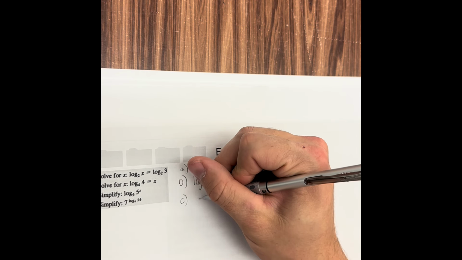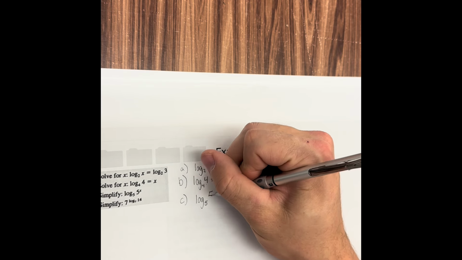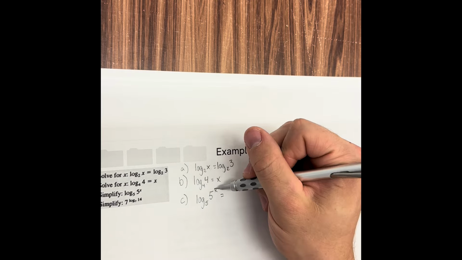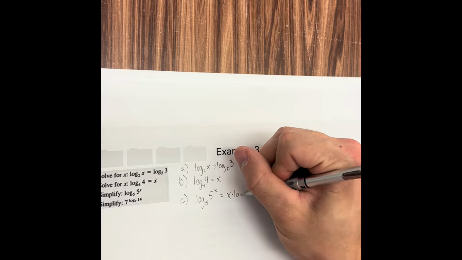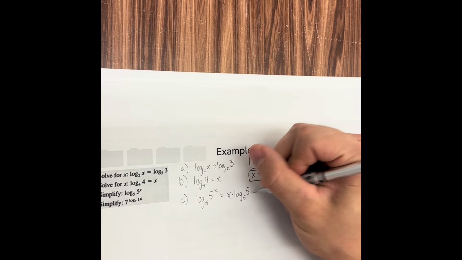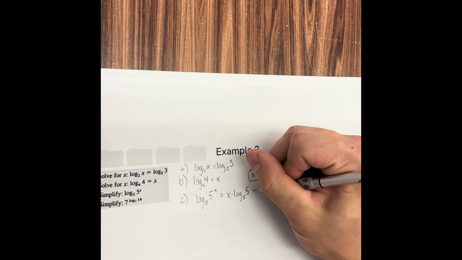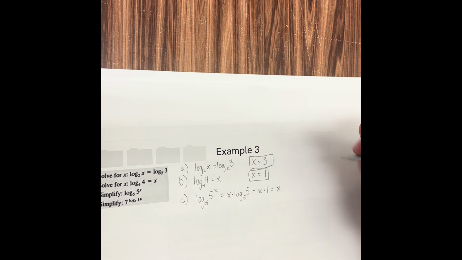Letter C, we have to simplify log base 5 of 5 to the power of x. Again, how I like to think about that is we're bringing the x down. So we'd have x times log base 5 of 5, because logs allow us to bring the power down. And then that's equal to x times 1, which is just x. So that's as simple as it gets.